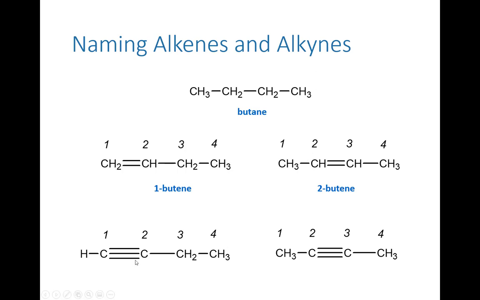We use a very similar process for the alkyne here. The only difference is, since this is an alkyne, instead of its ending being ane or ene, its ending will be ine. So this will be 1-butyne. And similarly, this compound will be 2-butyne.